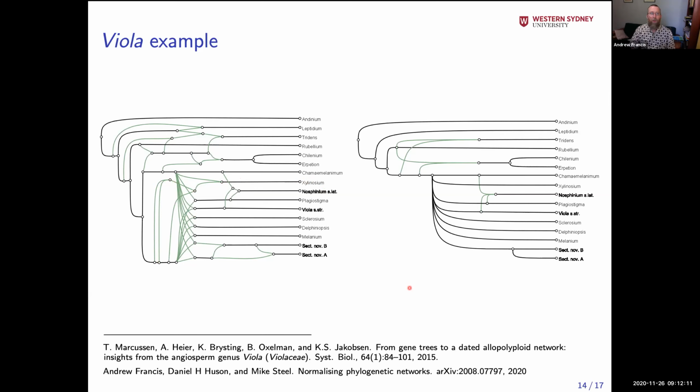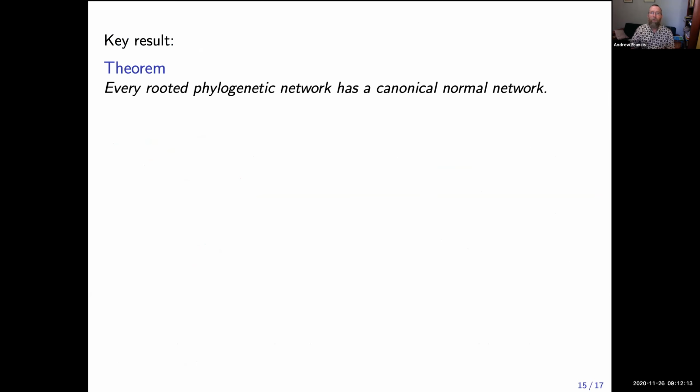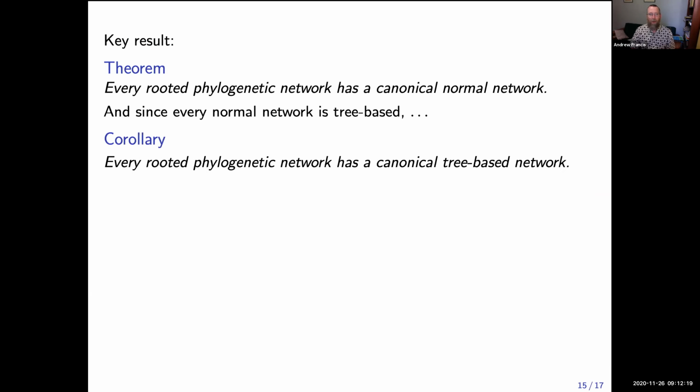So the key result is that every rooted network has, just as a side remark, since every normal network is also tree-based, it means that every rooted phylogenetic network has a canonical tree-based network. It also has a canonical tree-child network because the normal networks are all tree-child, and a canonical reticulation visible network because normal networks are all reticulation visible, for instance.